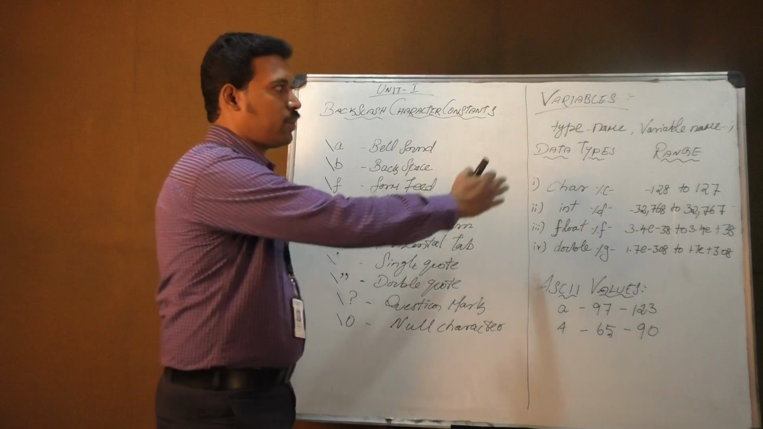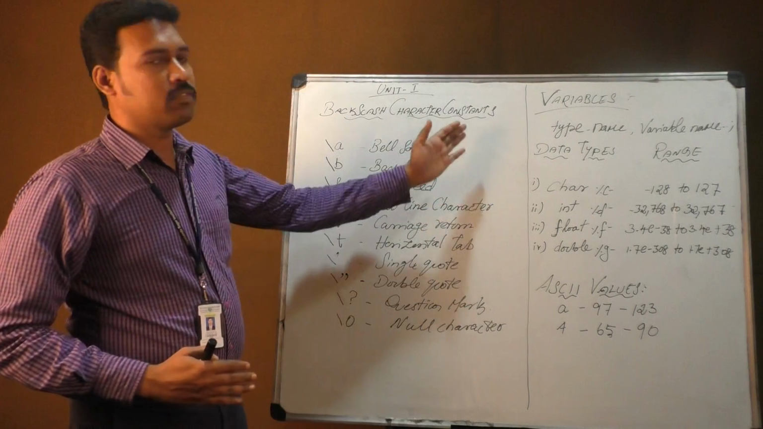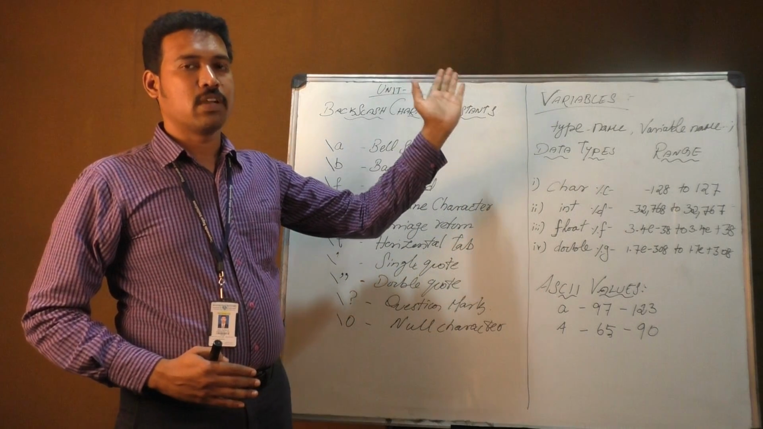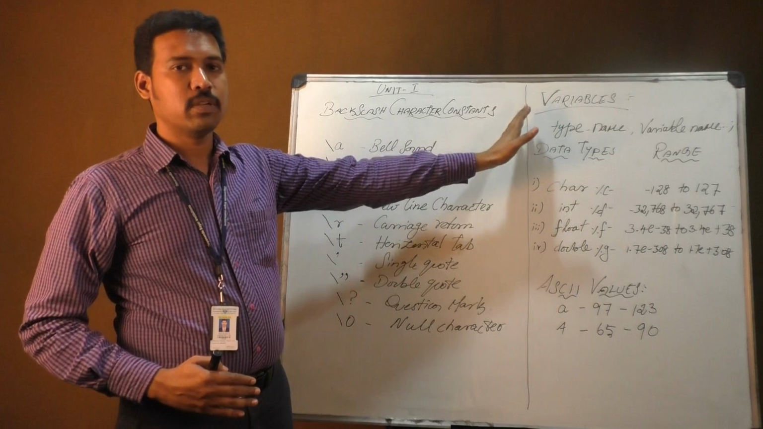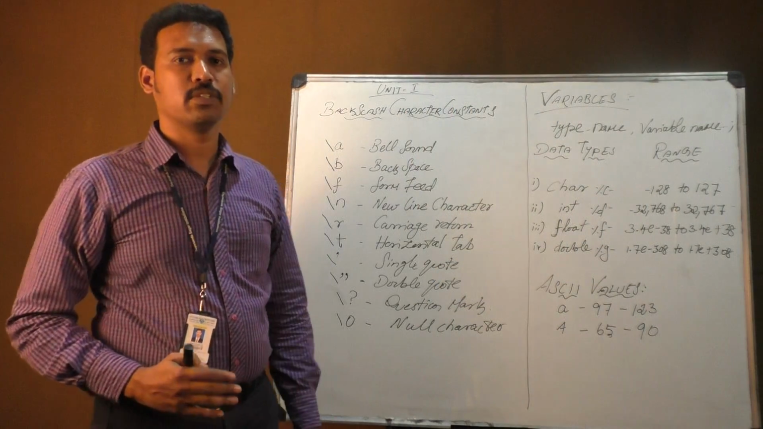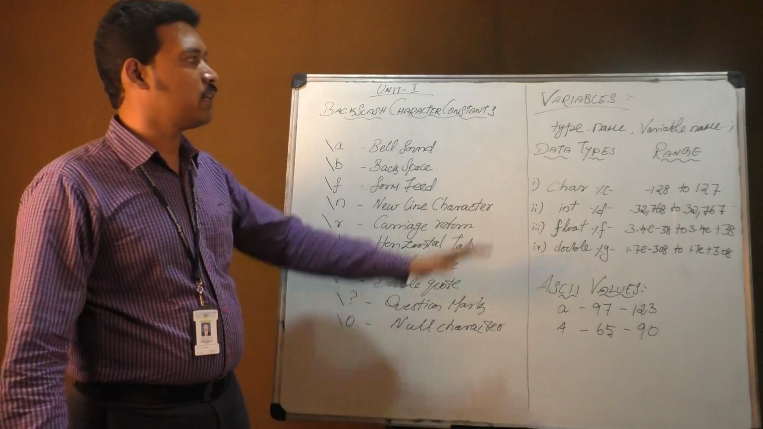In the second part, we are going to discuss the concept of a variable, as we discussed earlier. So what is a variable? If the value does not change, it is called a constant, and if the value may be changed during the execution of the program, it is called a variable.